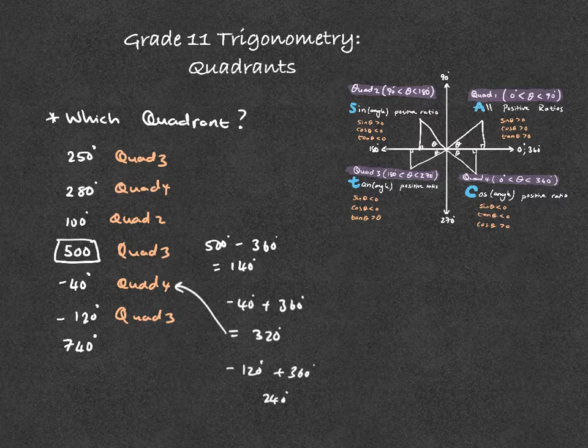Where would I locate 240 degrees? Well, it's between 180 and 270. So that's in quadrant 3. And then lastly, 740, what does that mean? It means it went around once, 360, went around twice, 720, plus another 20 degrees. So that is in quadrant 1. So you can minus 360 twice from it. So then it's just a 20-degree angle, and that's in quadrant 1.